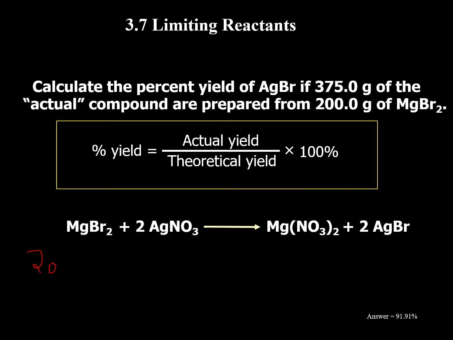So you start with 200 grams of magnesium bromide. You have to determine the moles of magnesium bromide, so you divide by 184. Again, 184 is the molar mass of magnesium bromide. You have to look up the molar masses. Then you will multiply by the ratio of 2 to 1, and that will give you 2.17 moles of silver bromide.